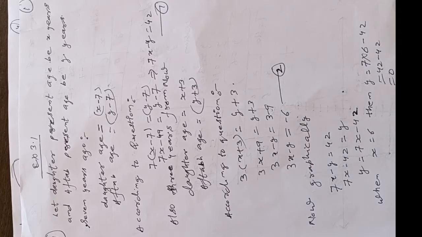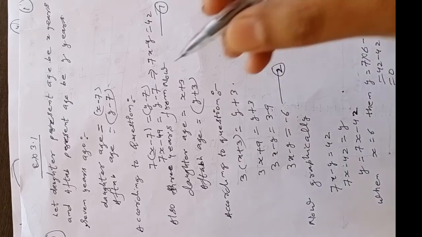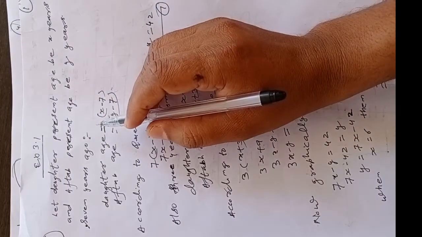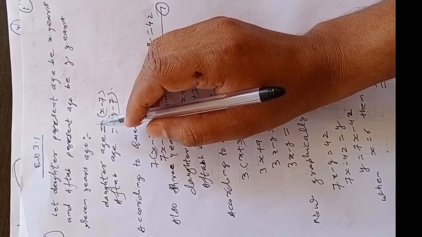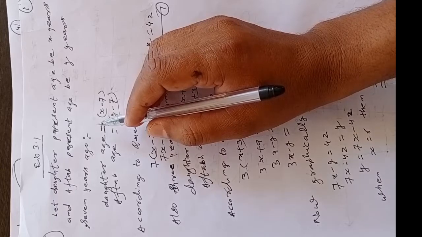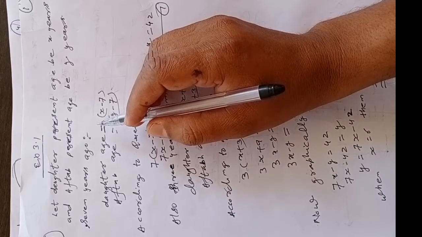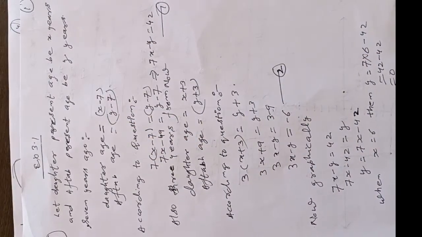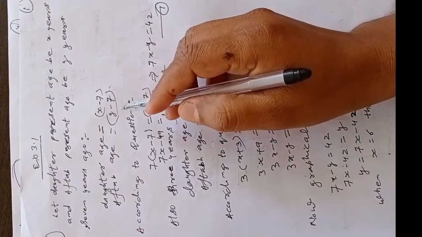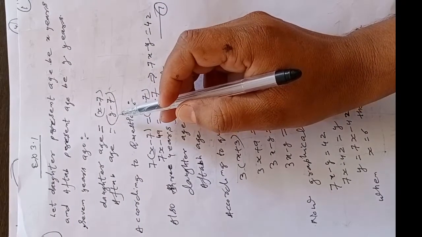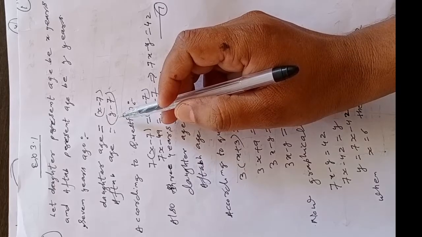Aftab tells his daughter, 7 years ago, I was 7 times as old as you were then. Also 3 years from now, I shall be 3 times as old as you will be. So we have to represent this situation algebraically and graphically also.